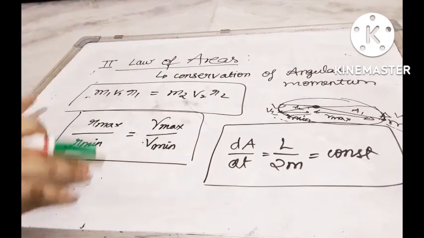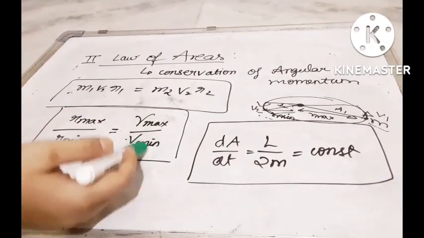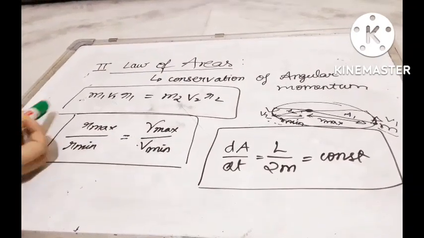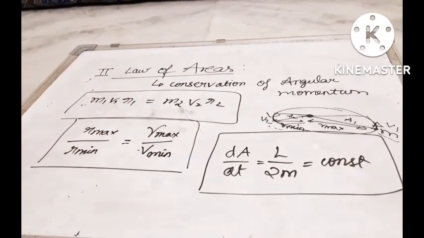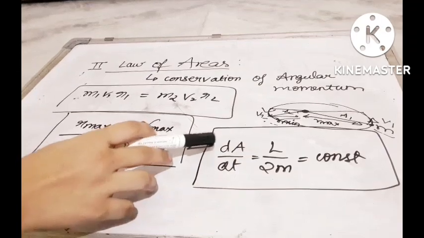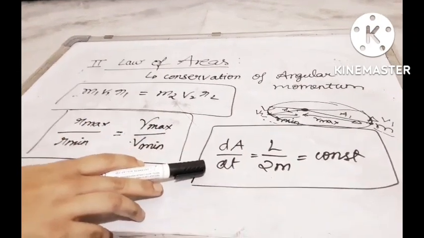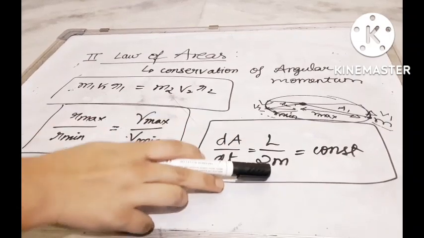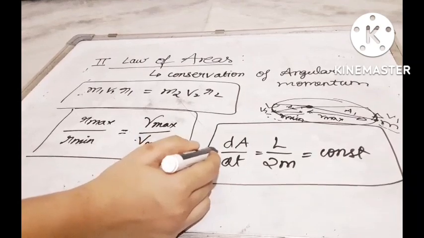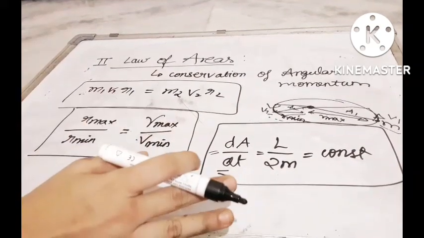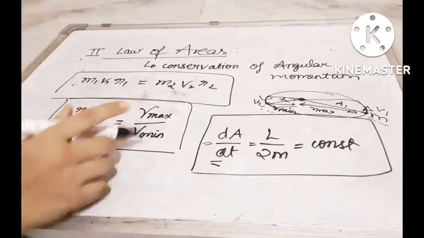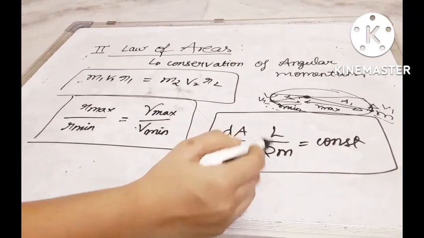So this formula you need to remember, that r max by r min is equal to v max by v min, or you can just calculate from conservation of angular momentum, that m1 v1 r1 is equal to m2 v2 r2. And also for the law of areas you need to consider that the area swept in equal time is equal to L by 2m, and this is constant. That's what we said, that equal areas in equal time will always be constant according to Kepler's law of areas, and this is equal to L by 2m.